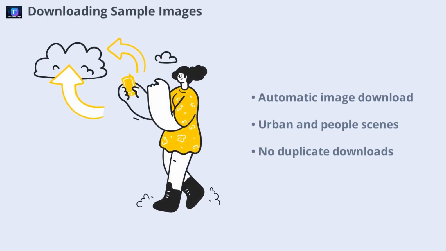To test your object detection model, you'll need some images. Ultralytics makes this easy by providing sample images you can download automatically. These images often include people or urban scenes, giving you a ready-to-use test set. The download function checks if the images already exist, so you won't end up with duplicates. With sample images in place, you're set to run your first detection experiments.